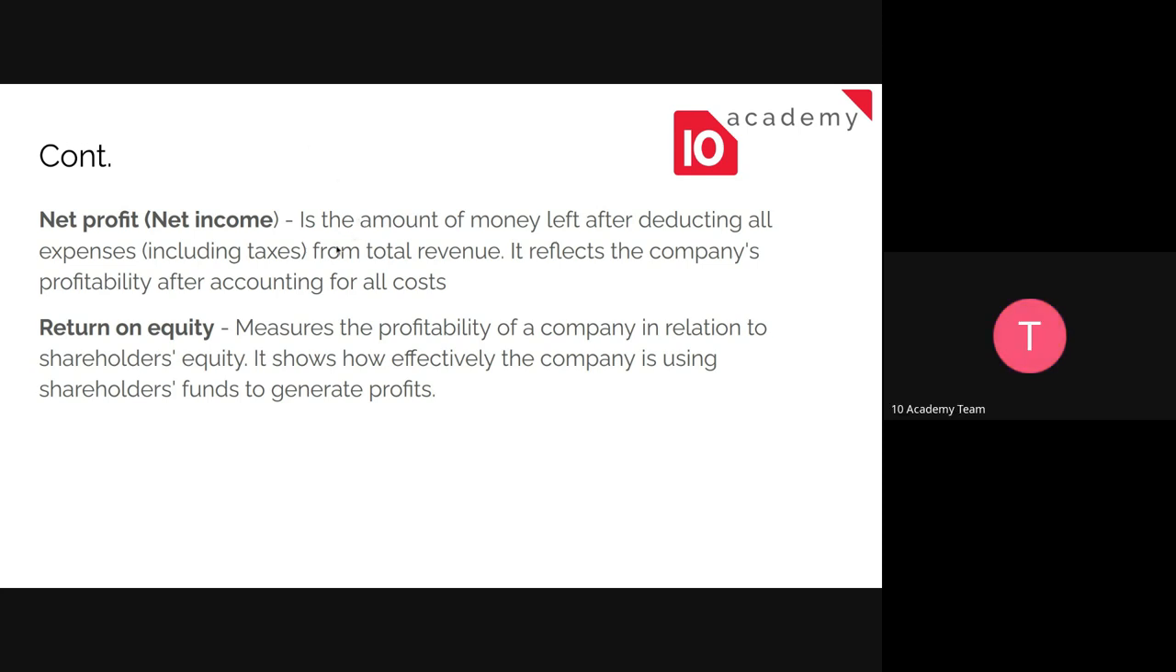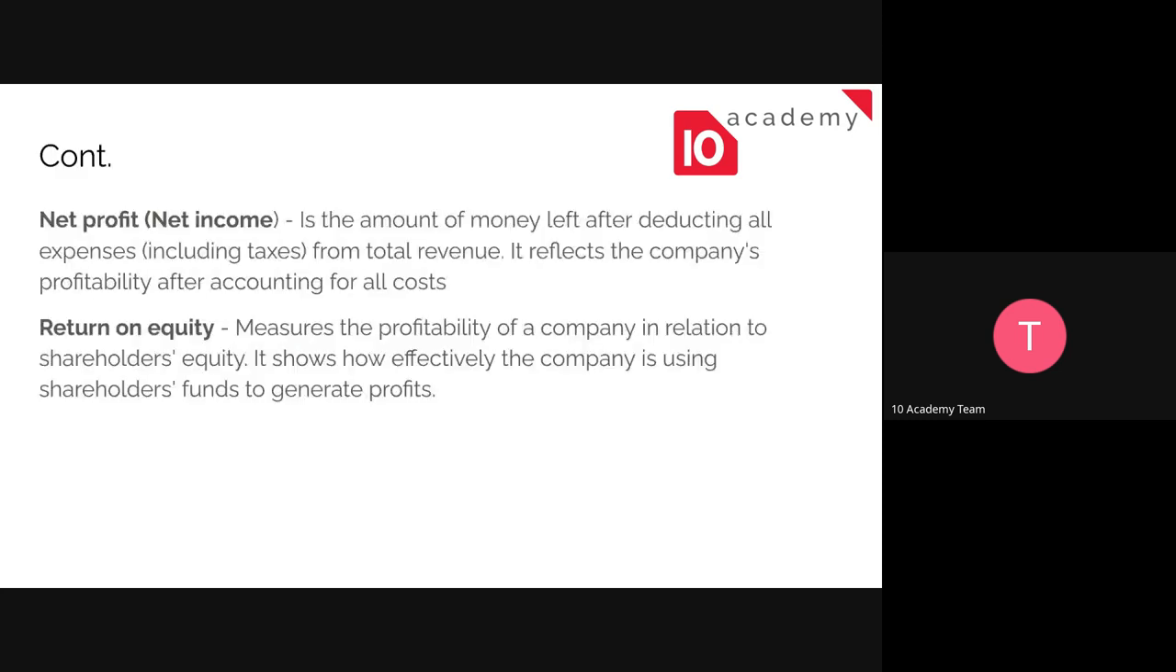It's okay. So yeah, net profit is just total revenue or net revenue minus total expense, including taxes and everything. So it shows profits, as the name indicates. And the last is return on equity. So how profitable is a company in relation to stakeholders' equity? So how effectively the company is using the money that stakeholders are investing into the company to generate profits.